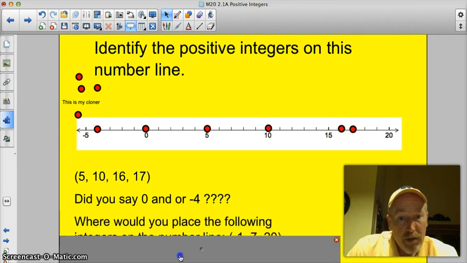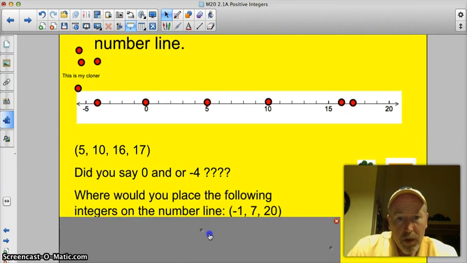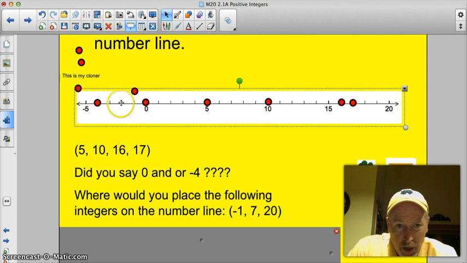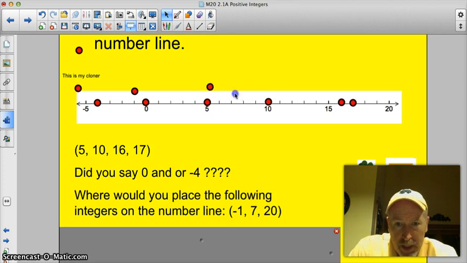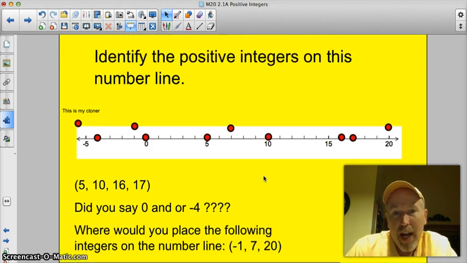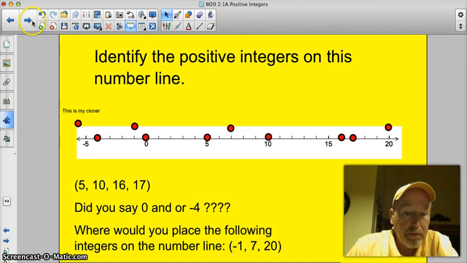I had those little red dots out there for a reason. Where would you place the following integers on the number line? The -1, we'll grab this little guy here and put him right about here. That's -1 because here's 0. -1, -2, -3, -4, -5, good. This one here is going to go at 7, so here's 5, 6, 7. And 20: find a landmark here. How about 15, 16? There's 20 labeled right there, so I don't even have to count. And there I have placed the numbers, so that's the way you would place or graph positive integers on a number line. Okay, let's keep moving.